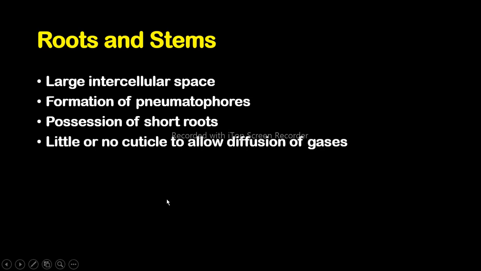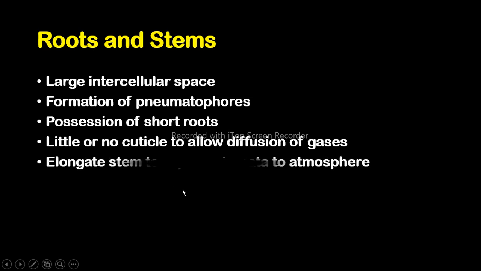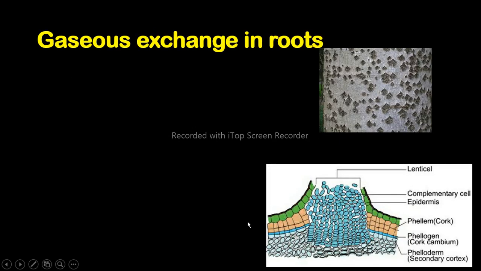Little or no cuticle to easily allow the diffusion of these respiratory gases. Then an elongated stem to expose the stomata to the atmosphere so that the stomata allow entry and exit of respiratory gases.